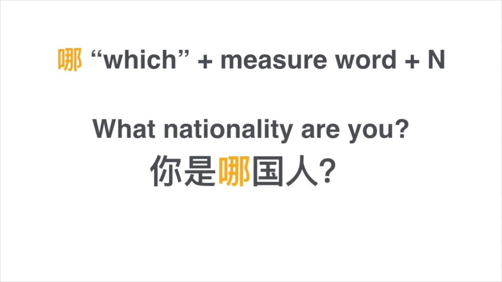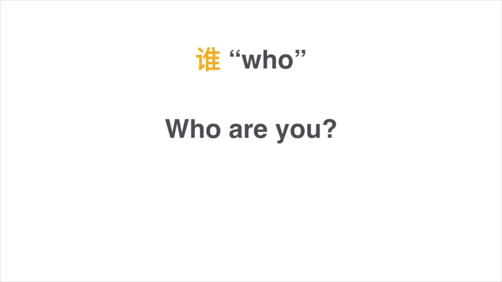Which nationality are you? 你是哪国人? This is a little bit different because you don't need a measure word. 国 itself acts like a measure word here, right? 你是哪国人? Asking for nationality. Just remember, asking for nationality, all you have to ask is 你是哪国人? Just remember the phrase 哪国人, then you can ask for nationalities. 我是中国人，你是哪国人？ 我是中国人。你呢？你是哪国人？ Okay, great.